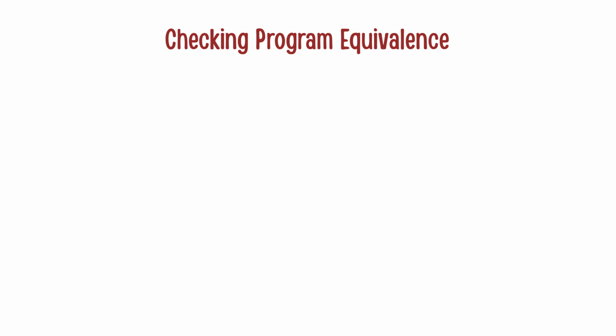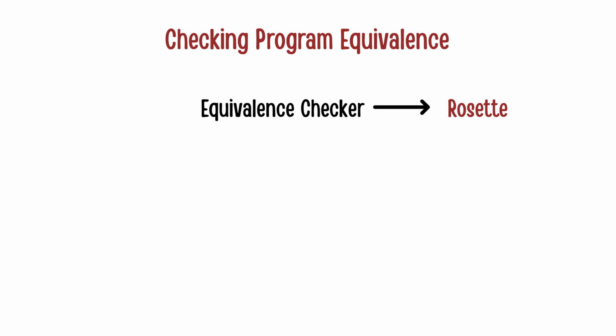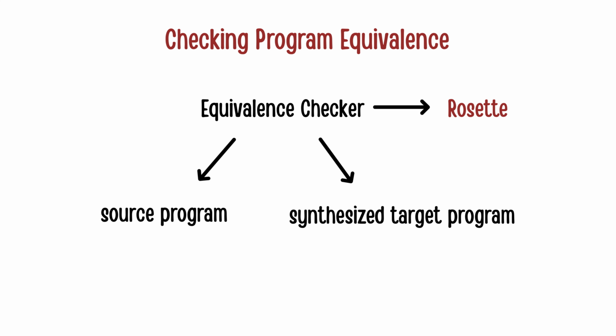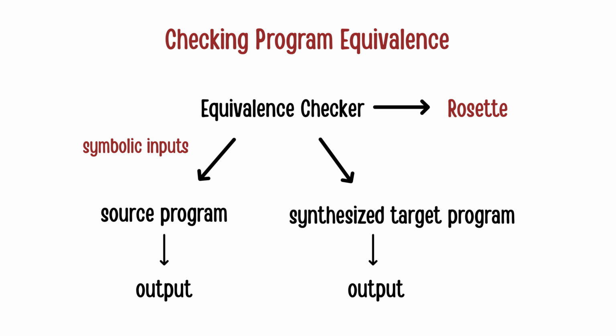Once NGST2 generates a candidate program, it still needs to verify that the candidate is actually correct. For this purpose, the authors built an equivalence checker on top of Rosette, a symbolic verification framework. The verifier symbolically executes both the source program and the synthesized target program on symbolic inputs. If both programs always produce identical outputs, at least within a predefined loop unrolling bound, they are considered equivalent.